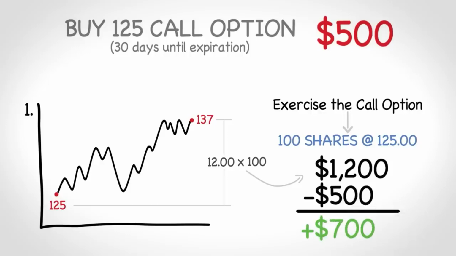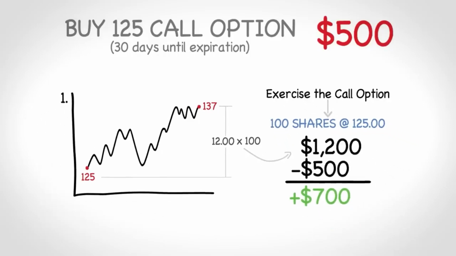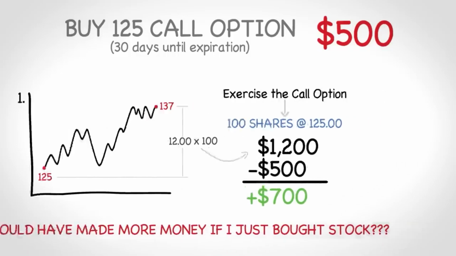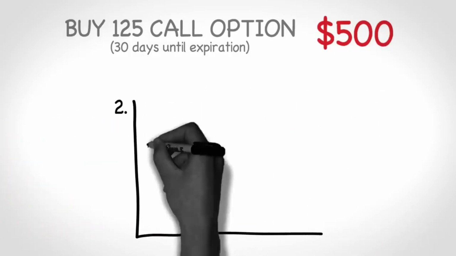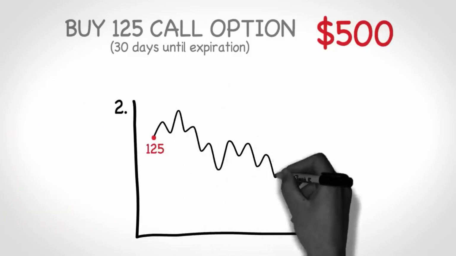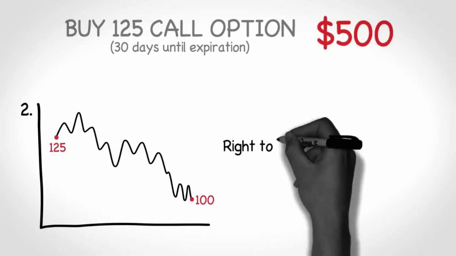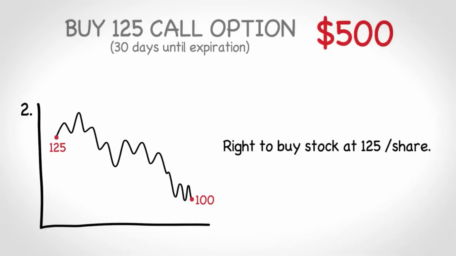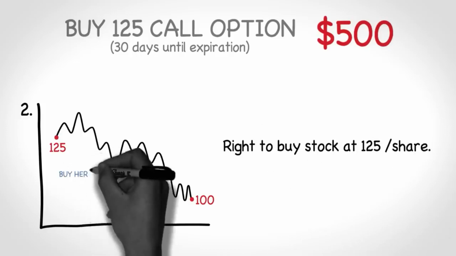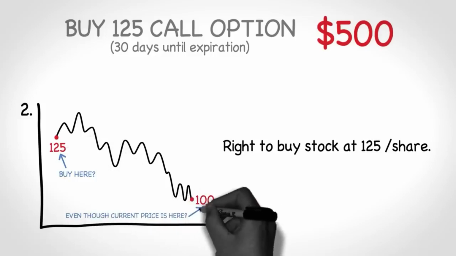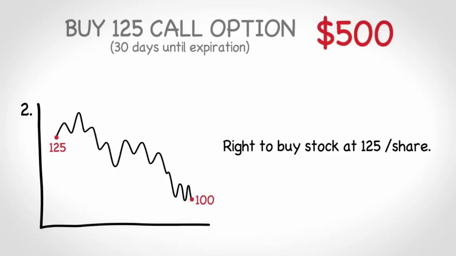Now you might be thinking, well, if I would have just bought the stock to begin with, I would have made more money. Yes, this is true, but let's quickly look at one more scenario. In this scenario, the stock goes down. It moves down to, let's say, $100 per share. Now remember, you own the 125 strike call option that you bought for $500, and this call option gives you the right to buy stock at $125 per share. But why on earth would anyone want to purchase stock at $125 if the stock is currently at $100? The answer is you wouldn't, and thankfully you don't have to.